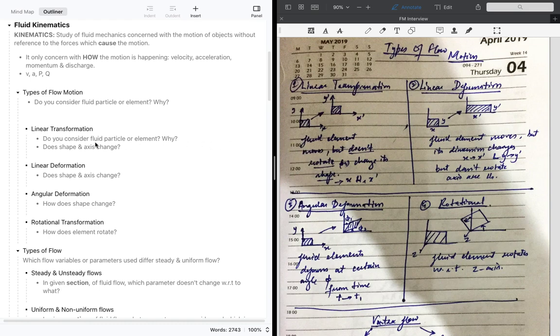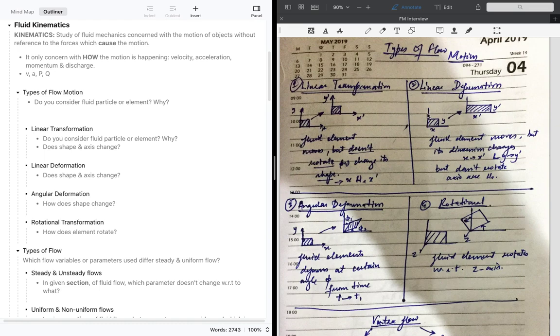So the first one is linear transformation. Do you consider fluid particle or element the same, and does the shape or axis change? So in linear transformation, the fluid element moves but it doesn't rotate or change its shape. So the axes are parallel to each other after the movement.